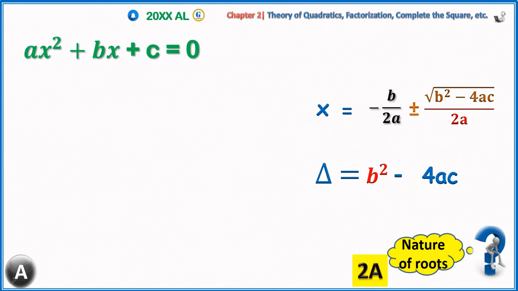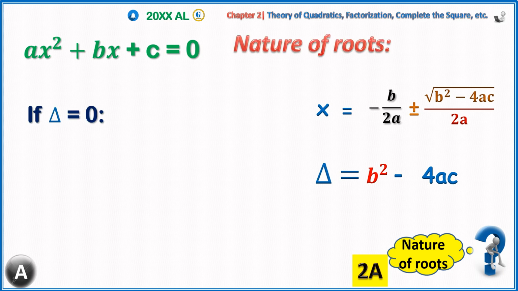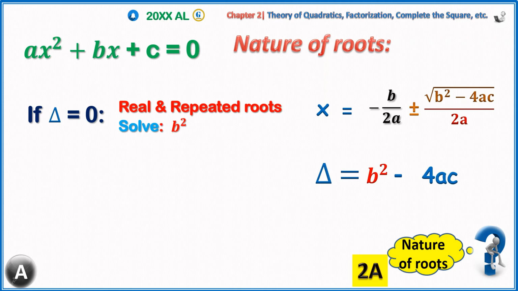Now, still with this formula and the discriminant, we can talk about the nature of roots. We can know how the quadratic looks from the value of the discriminant. It tells us whether we have roots that are identical or distinct or complex, whether the roots are real or imaginary. So if the discriminant is equal to 0, then we have real and repeated roots. Repeated or identical, or the roots are the same.